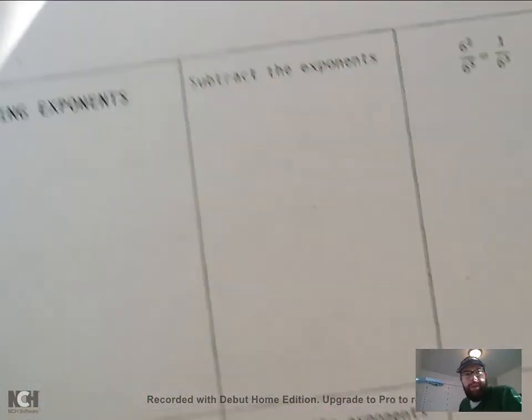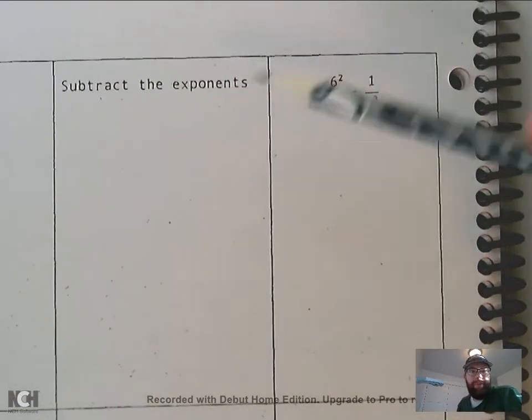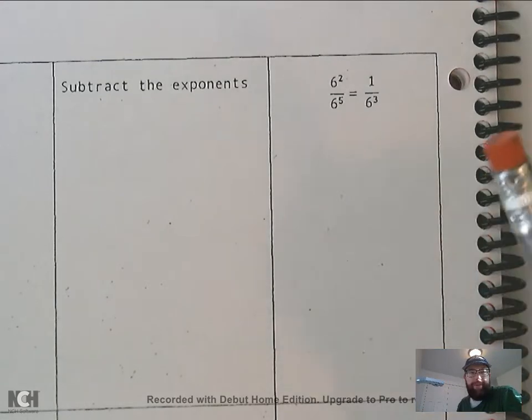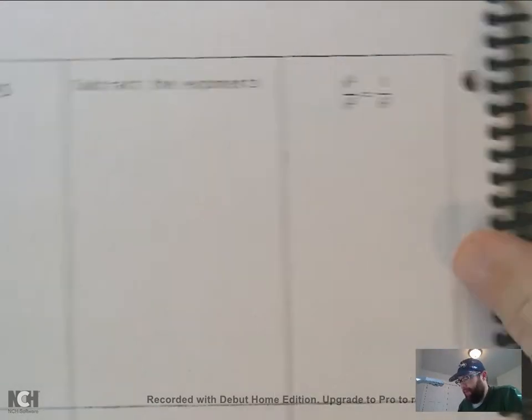Then we did the dividing exponent rule, which was essentially the opposite of multiplying, right? When you divide, you just subtract the exponents. 2 minus 5, right? And that would give you your new exponent.